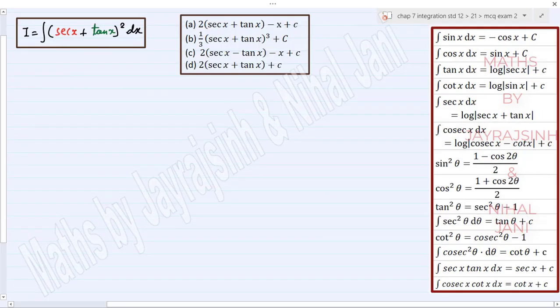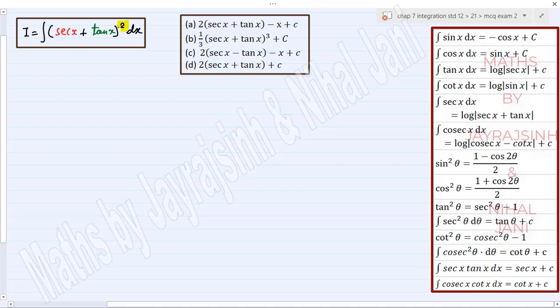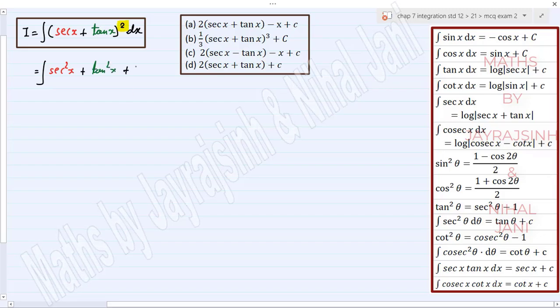Here we have to integrate sec x plus tan x the whole square. So let's simplify by opening the bracket. So here we'll get sec square x plus tan square x plus 2 times sec x into tan x.